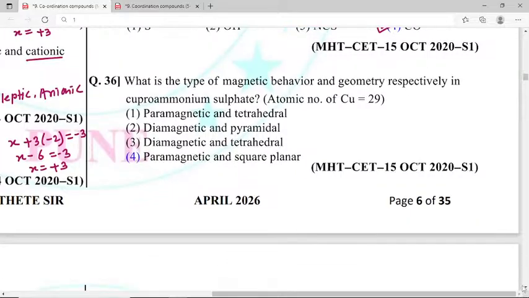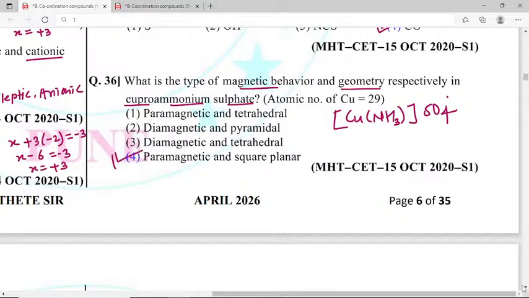What is the type of magnetic behavior and geometry, respectively, in cuprammonium sulfate? Cuprammonium sulfate. So what is the formula here? Cu, cuprammonium, NH3 and sulfate SO4. So this is paramagnetic and square planar. Paramagnetic and square planar.